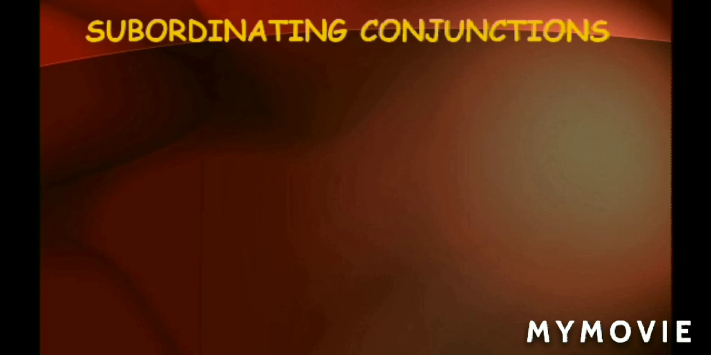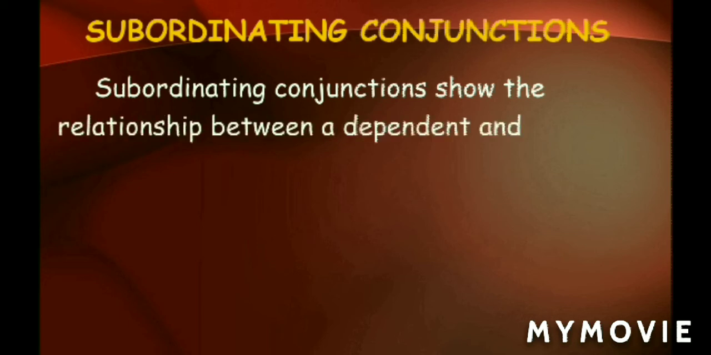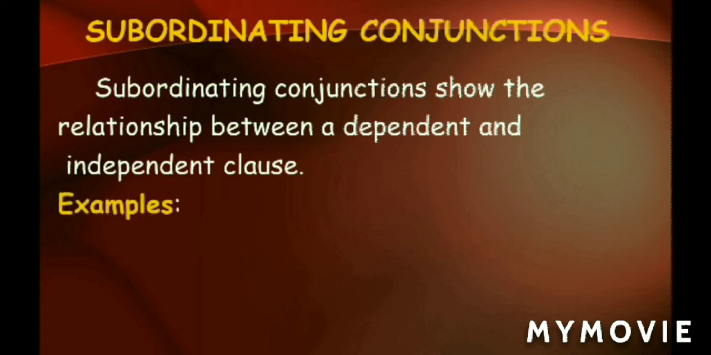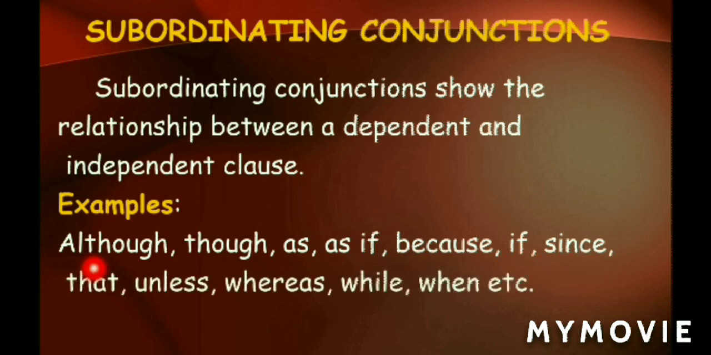Second kind of conjunctions, subordinating conjunctions. Subordinating conjunctions show the relationship between a dependent and independent clause. Some examples of subordinating conjunctions: although, though, as if, because, if, since, that, unless, whereas, while, when, etc.